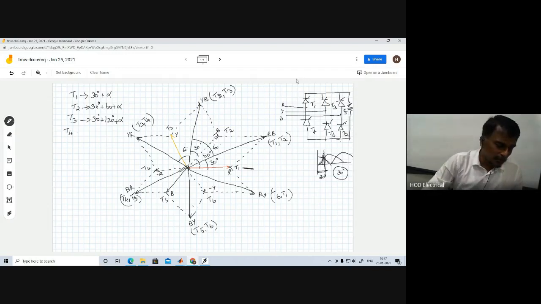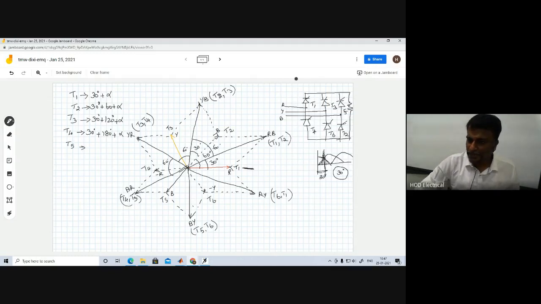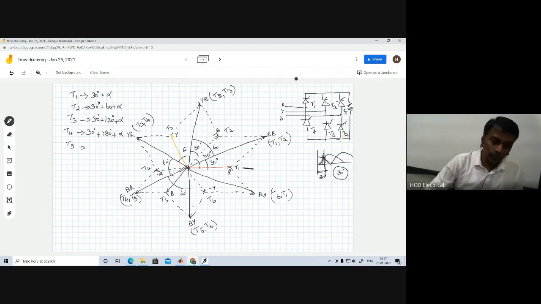Then T4, which will conduct at 30, again 60 degree. So we have 120 plus 60, 180 degree plus alpha. Then T5 will conduct here. So again 60 degree. So 180 plus 60, 240. So 30 plus 240 plus alpha. This is the firing angle we have to give.